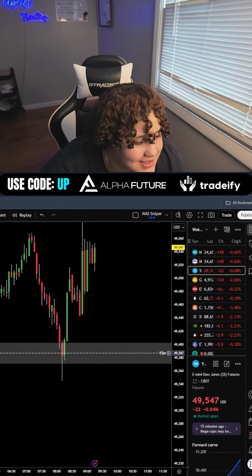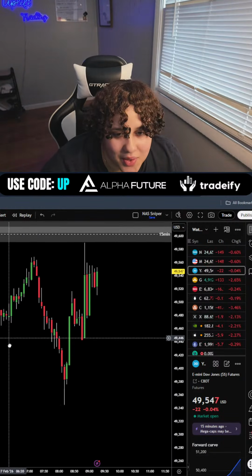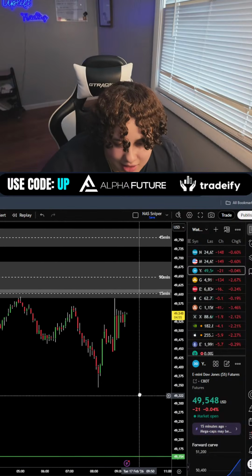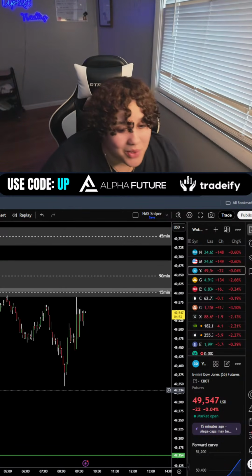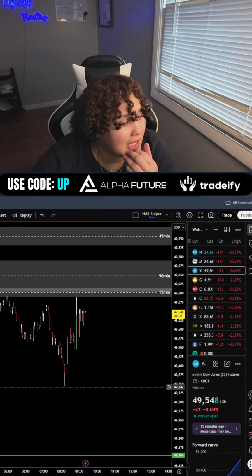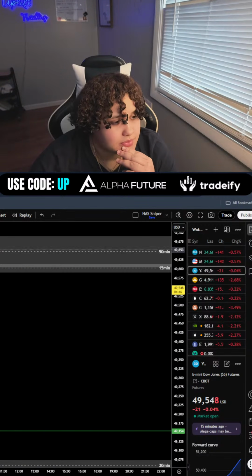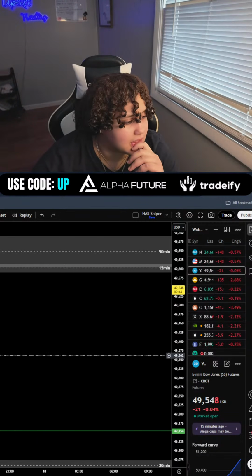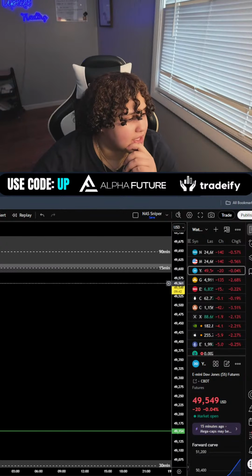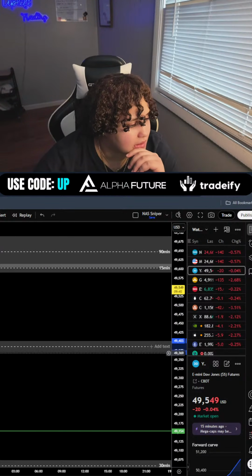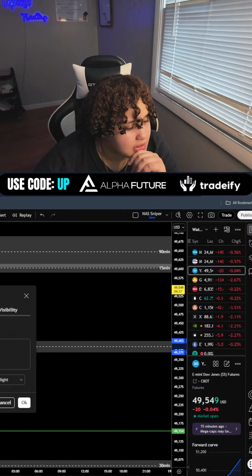Damn, this sucks. I thought US 30 would look better, but honestly, my only trade for US 30 is if it goes up. If it goes down, I could take a trade off of this demand zone here. I'll leave it marked so I know that it's there.